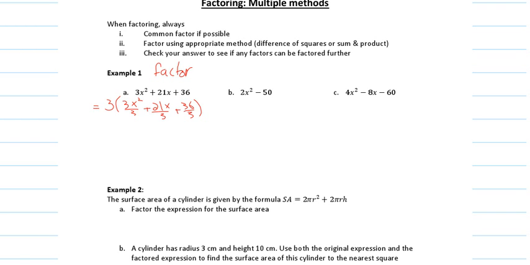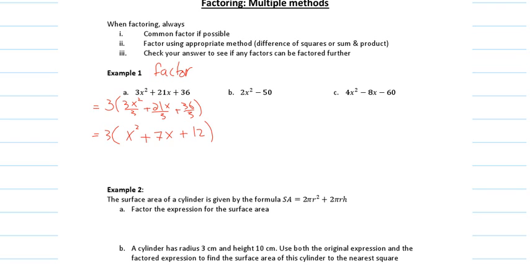So that leads to 3. 3x squared divided by 3 gives me x squared. 21x divided by 3 gives me 7x. And 36 divided by 3 gives me 12. Now, I'm not done yet until I test whatever leftovers I have and see if I can factor them any further. Okay? So let's look at this.